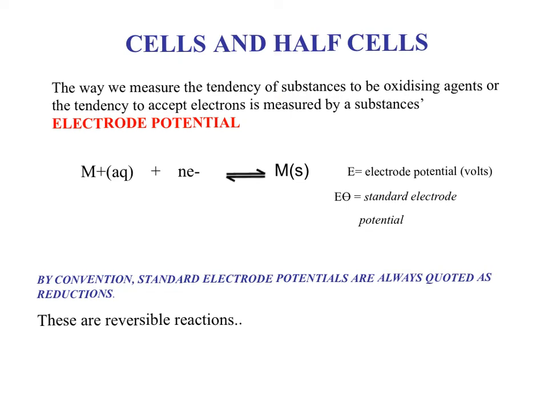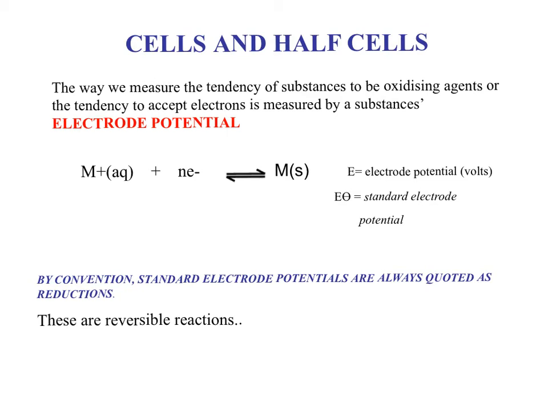Now we are going to consider half cells for a moment. Now, the way we measure the tendency of substances to be oxidizing agents, and remember, oxidizing agents bring about oxidation, so they've got to bring about the loss of electrons, so they themselves have got to gain electrons. So therefore, it could be the tendency to be oxidizing agents, or we could say the tendency to accept electrons is measured by a substance's electrode potential. Now, that's the blank that you've got to fill in at the top of page 14.